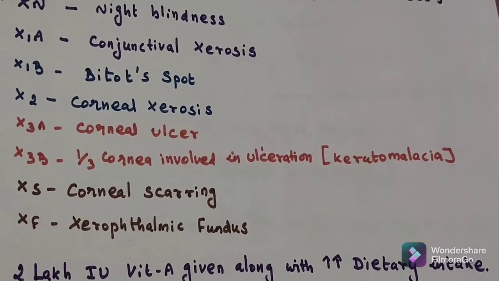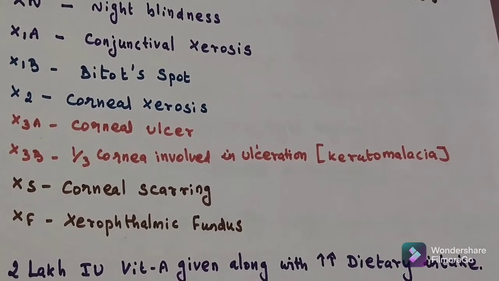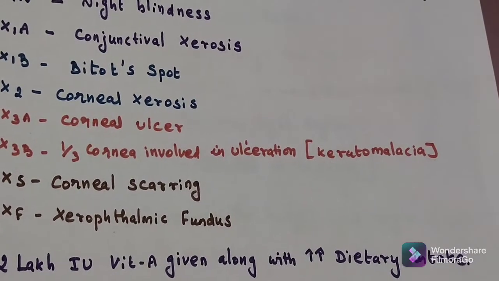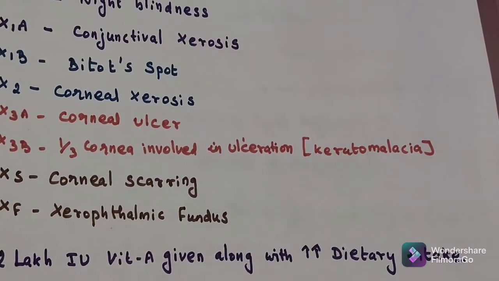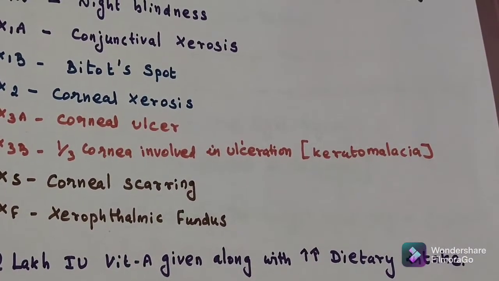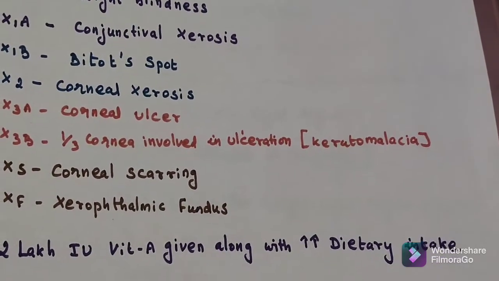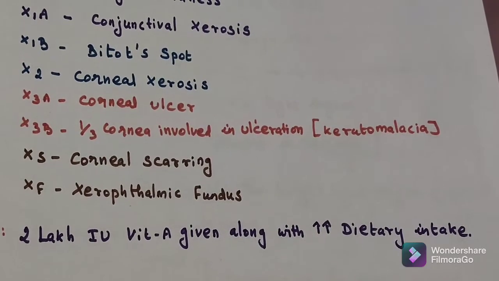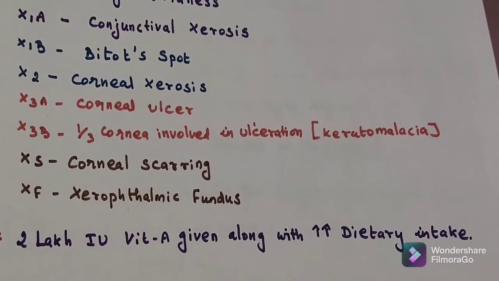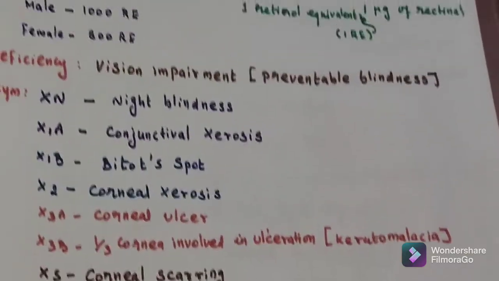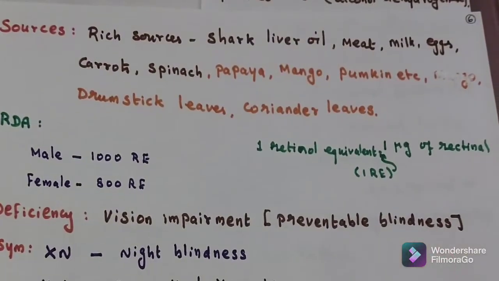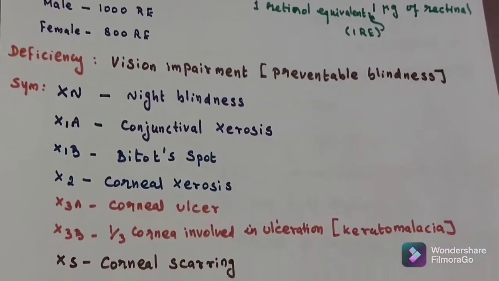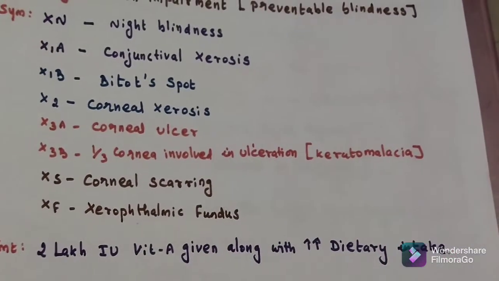Then XS corneal scarring. Then XF xerophthalmic fundus. These are the symptoms involved in vitamin A deficiency. Then treatment: 2 lakh international units of vitamin A given along with increased dietary intake. So these are the notes format: sources, RDA, deficiency and symptoms.